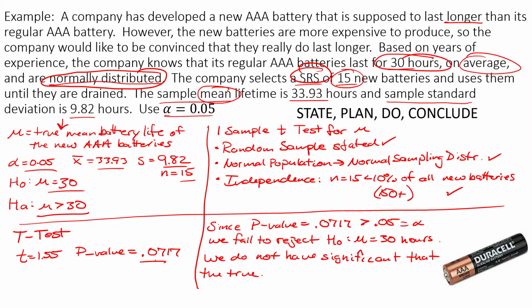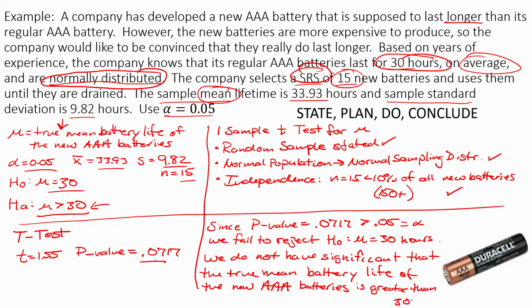The true mean battery life of the new AAA batteries. And then what about it? Well, again, the alternative hypothesis is greater than 30 hours. All right. So we have one sentence about our H0, and we have one sentence about our Ha, and we've got context and a conclusion, and that's everything we want right there.